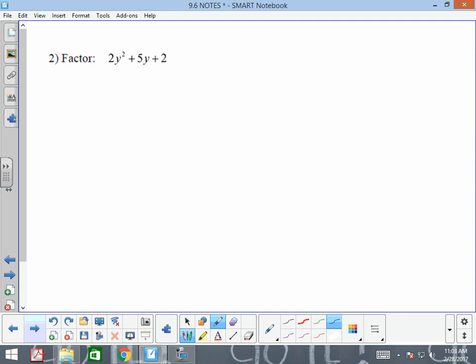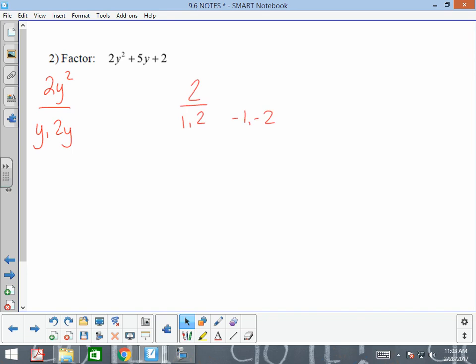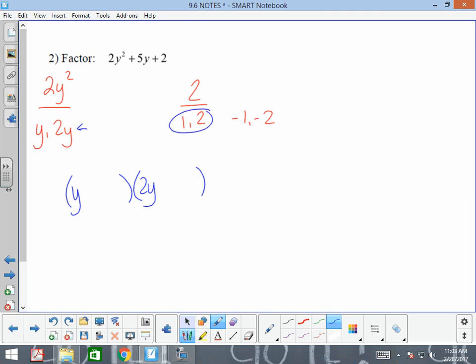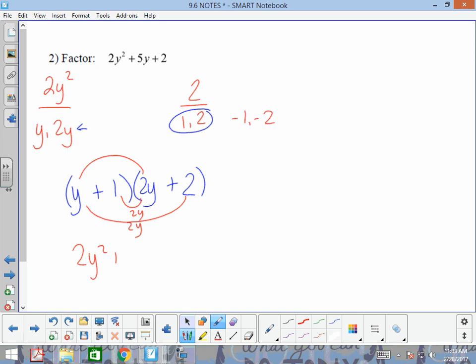All right, so let's look at this one. The factors of 2y squared are y and 2y. The factors of 2 are 1 and 2, negative 1 and negative 2. So let's guess. I'm going to start with y and 2y, the only two I have. I'm going to put this in my parentheses, and we're going to check. So that's 2y squared, 2y plus 2y is 4y, and last times last is positive 2. Well, is 4y what we have in the middle? No, it's not. So we need to start over.